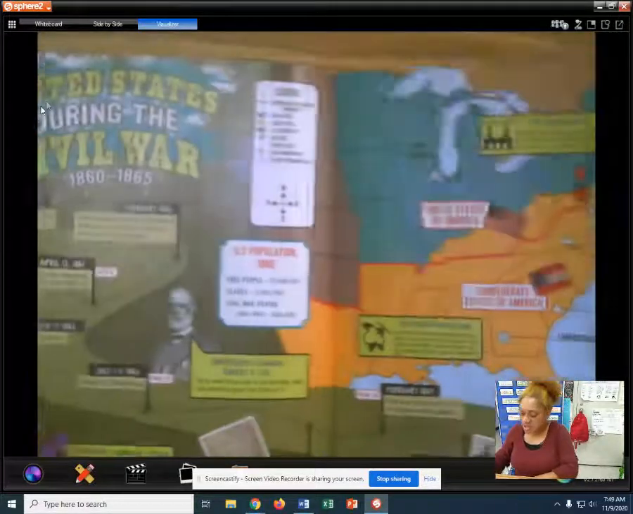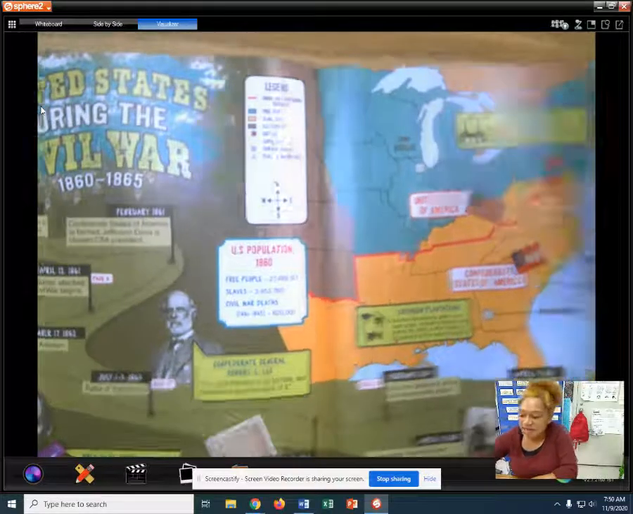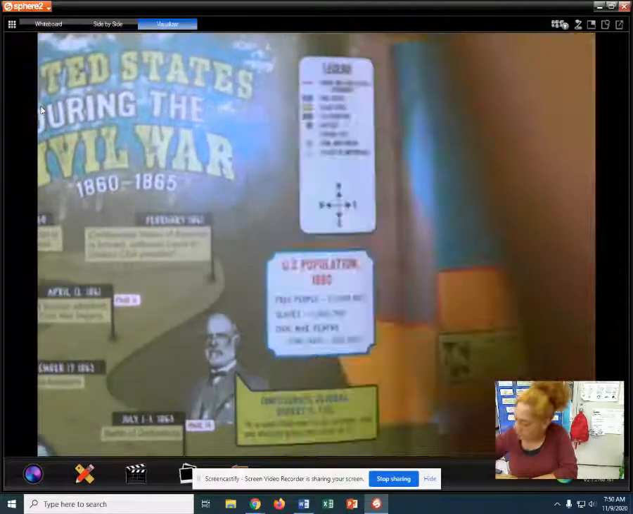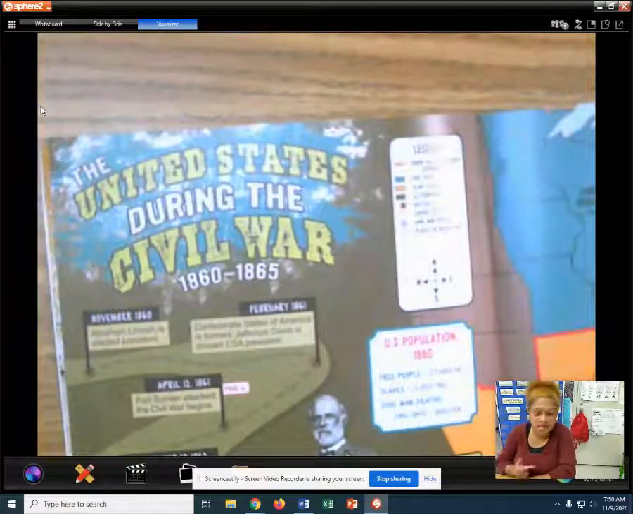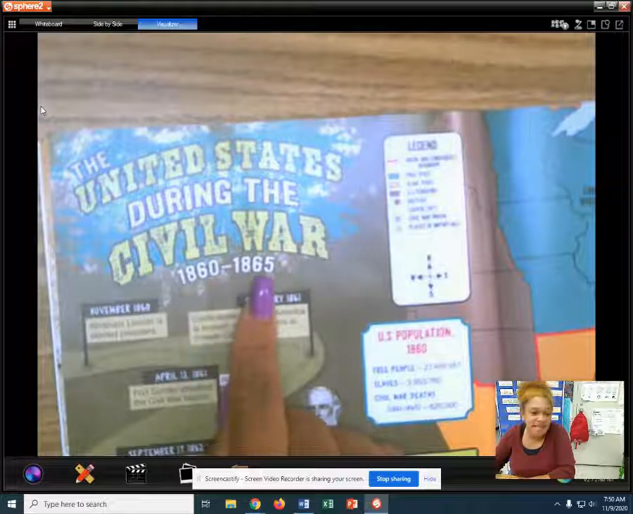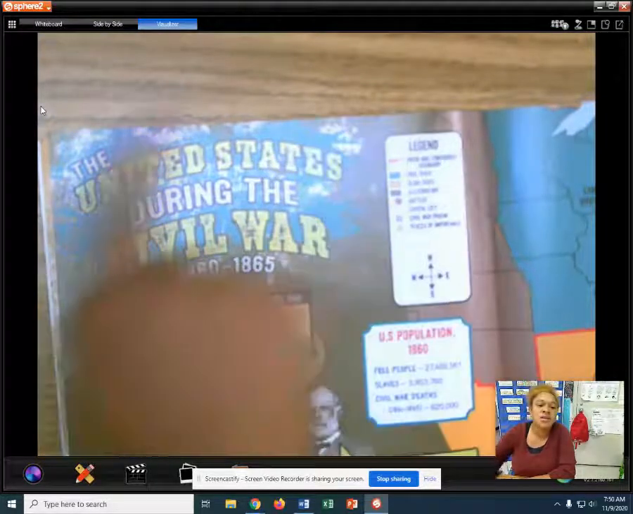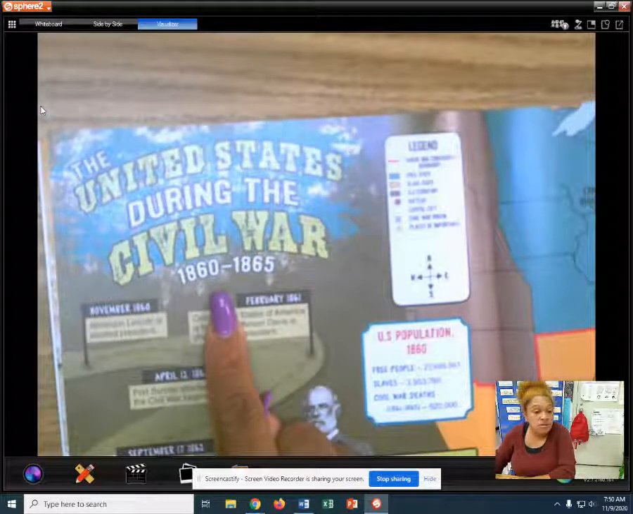We're just going to take a look at this map and timeline today just to get us thinking a little bit, maybe give us some insight into the Civil War. When I read a map, it's very important to read the title and the legend or the key first. The United States during the Civil War, 1860 to 1865. Think about what we just found out here. We learned that this Civil War took place from 1860 to 1865.